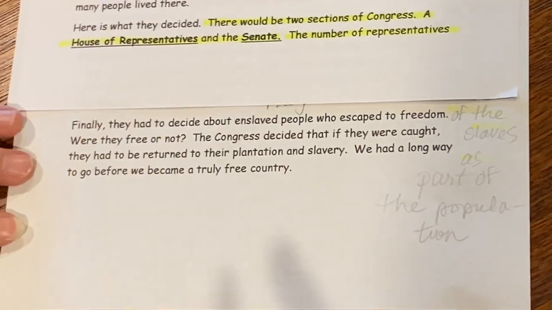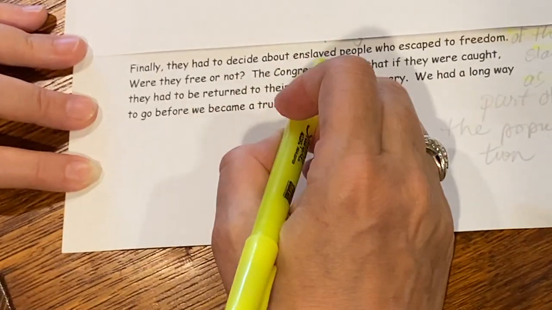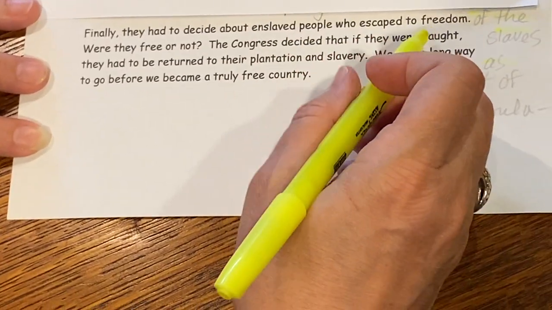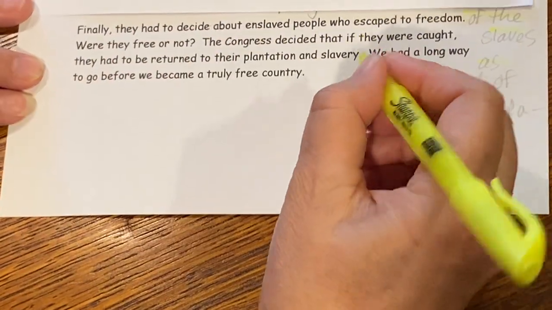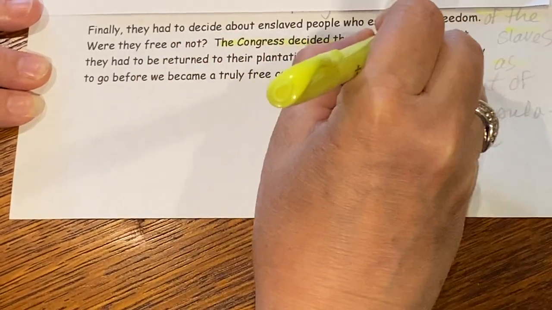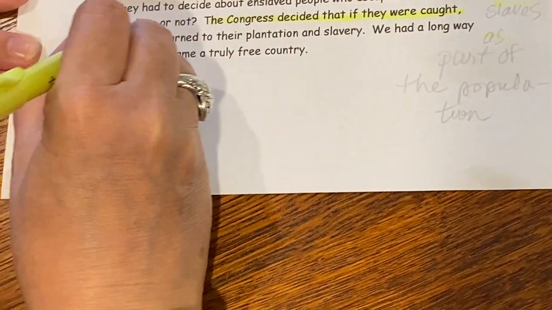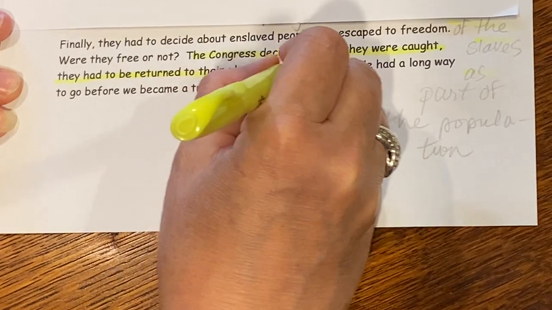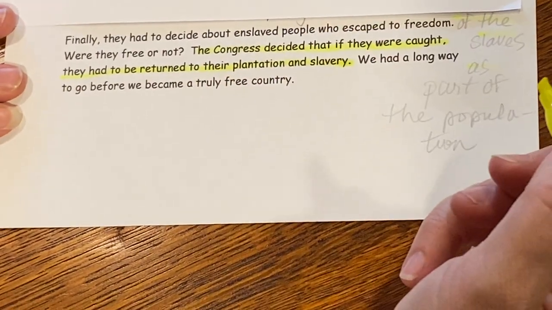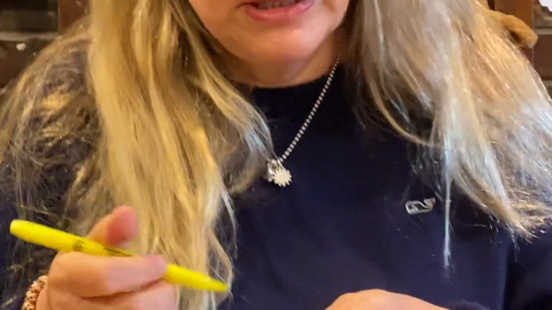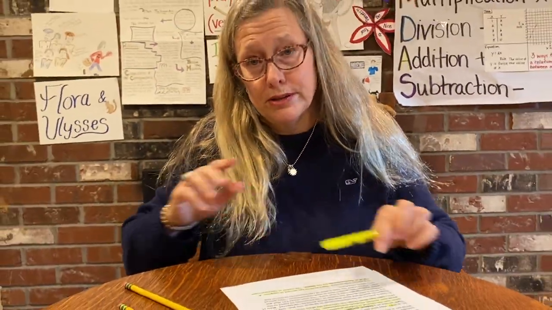And then, finally, they had to decide about enslaved people who escaped to freedom. Were they free or not? Congress decided that if they were caught, they had to be returned to the plantation and slavery. Okay, so those are the main pieces of information that we're going to include on the poster.